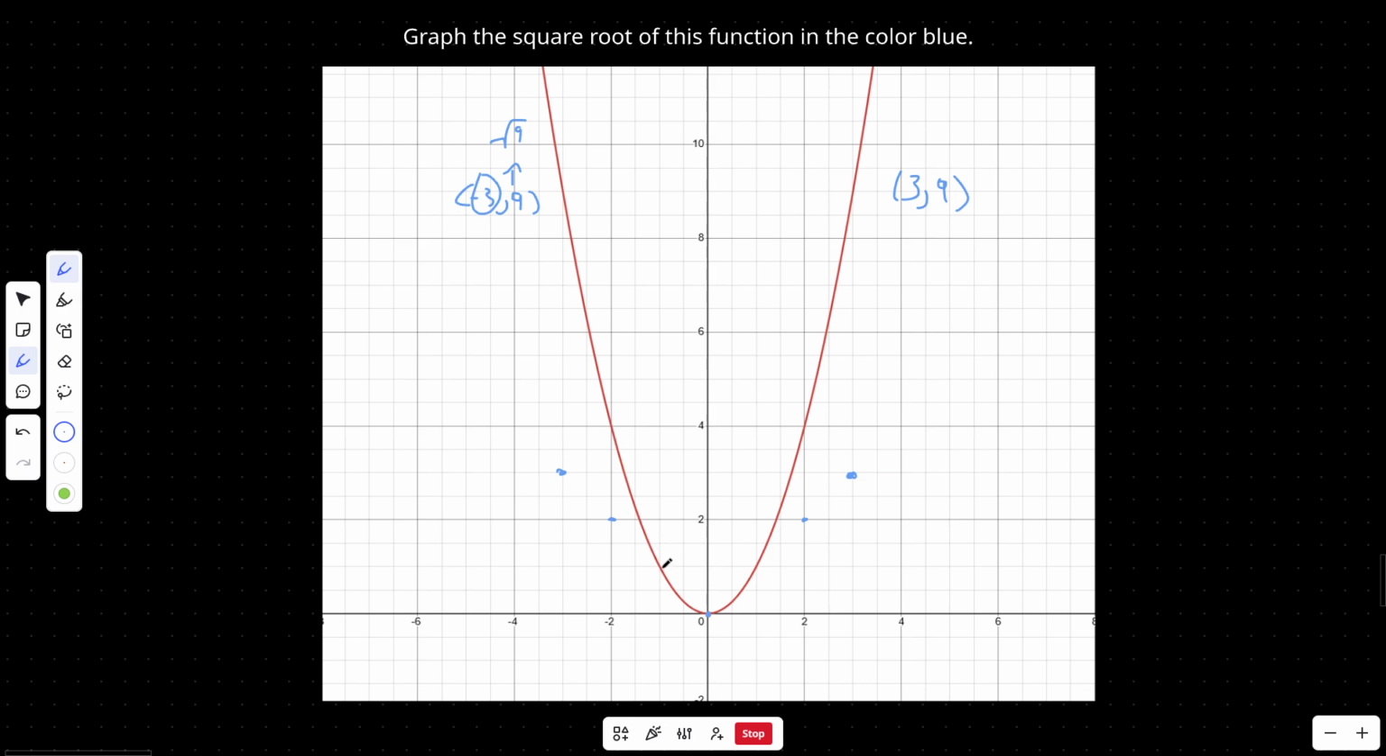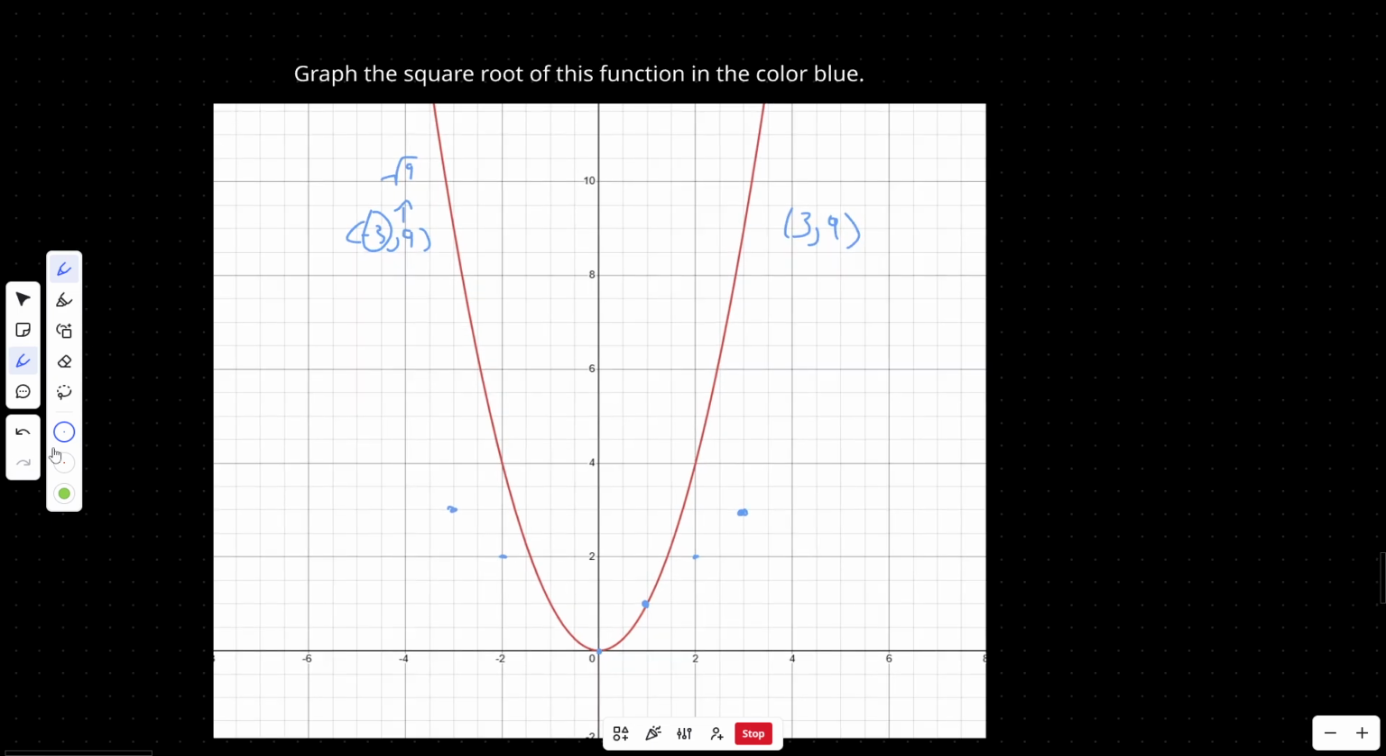And let's take a look at these points down here. So the point 1, 1, the square root of 1 is just going to be 1. So you can just keep this point the same. These points are known as our invariant points. Basically, any points that remain the same after any change applied to the function.